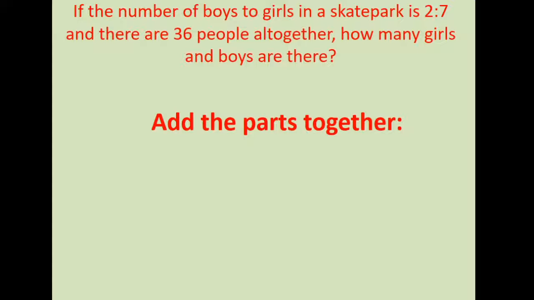Discuss out loud what I mean by the word parts. Parts are the numbers which are represented by the ratio: 2 parts which are represented by boys and 7 parts which are represented by girls. So if we add the parts together, we get the following. 2 plus 7 is equal to 9. Using the Singapore bar method, we can draw a bar consisting of 9 equal parts.